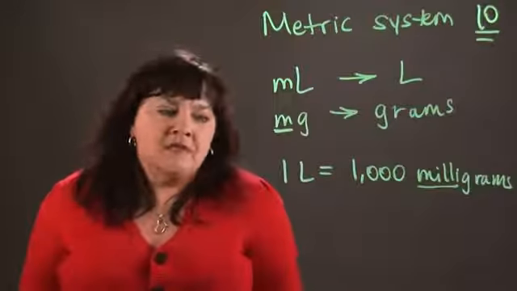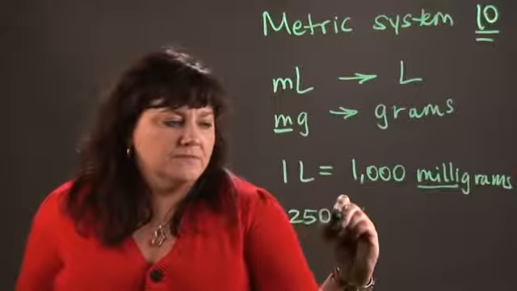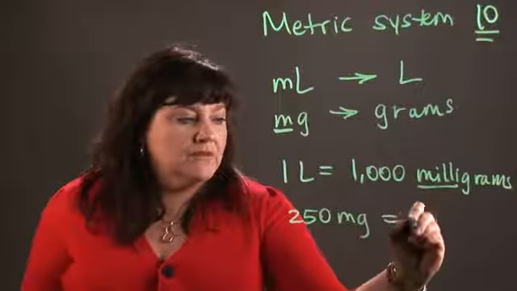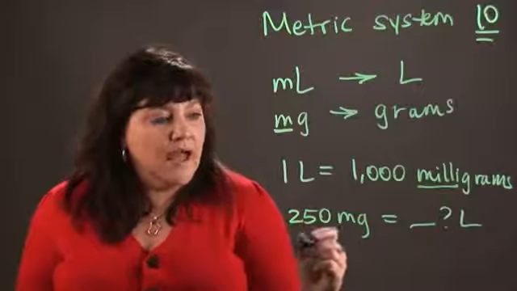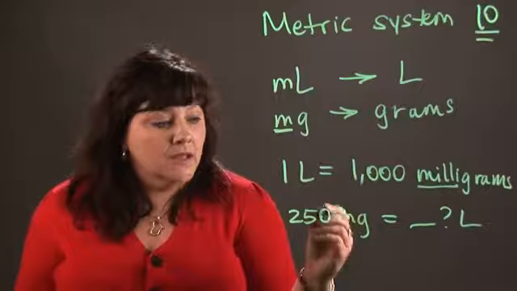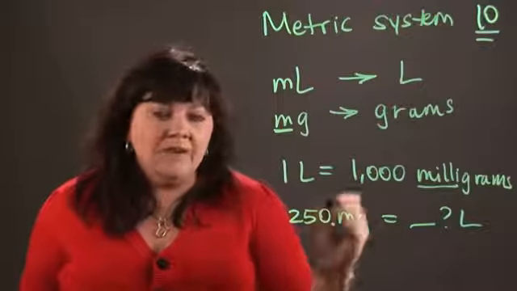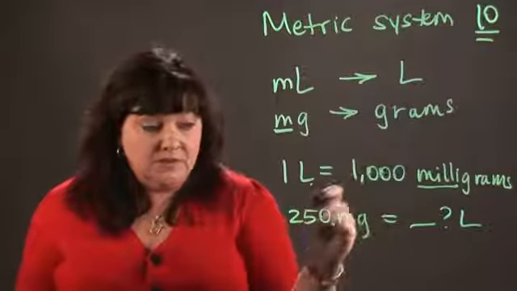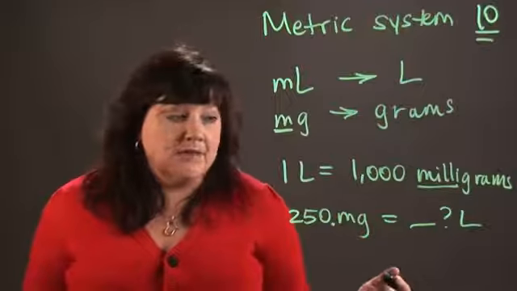So let's say that I had 250 milliliters. And I wanted to know how many liters that was. Well, what I would have to do is divide by 1,000. Now, my decimal place would be right here. When I divide by 1,000, there are 2 ways I can do it. I can set it up with the zeros and cross out the zeros, I can punch it into a calculator, or I can just move my decimal place.